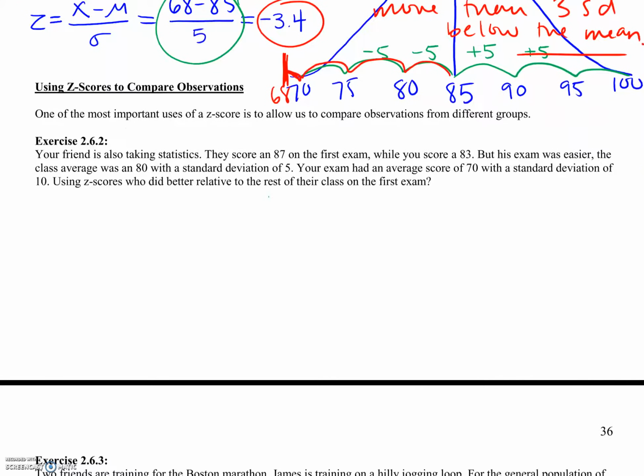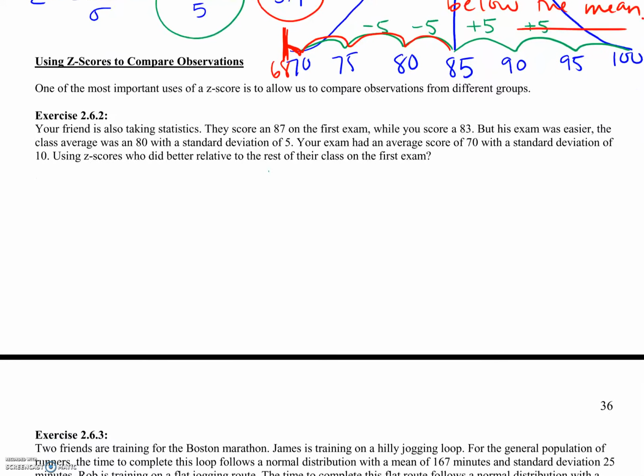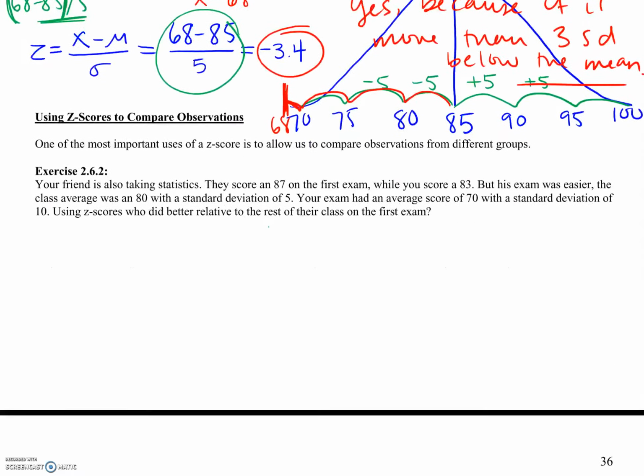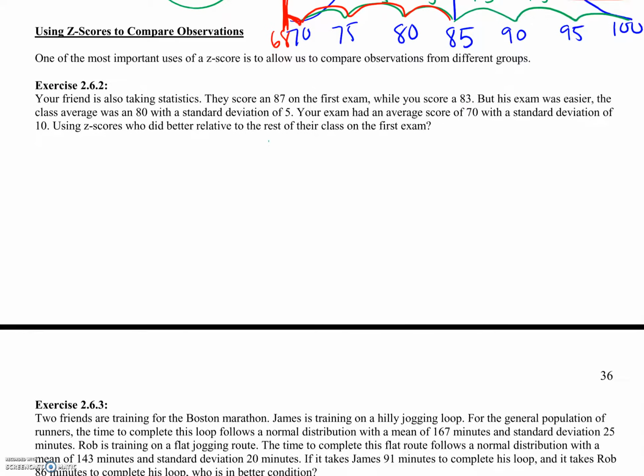So we have this example here. Your friend is taking stats. They scored an 87 on the first exam, while you scored an 83. So right off the bat, you're going, oh crap, my friend is better at stats than me. They had a higher score, right? But it turns out once you get a little more information, the class average for his was an 80. So his test was a little easier, because your exam has an average of 70. So this is one of those instances where z-scores would be very useful.